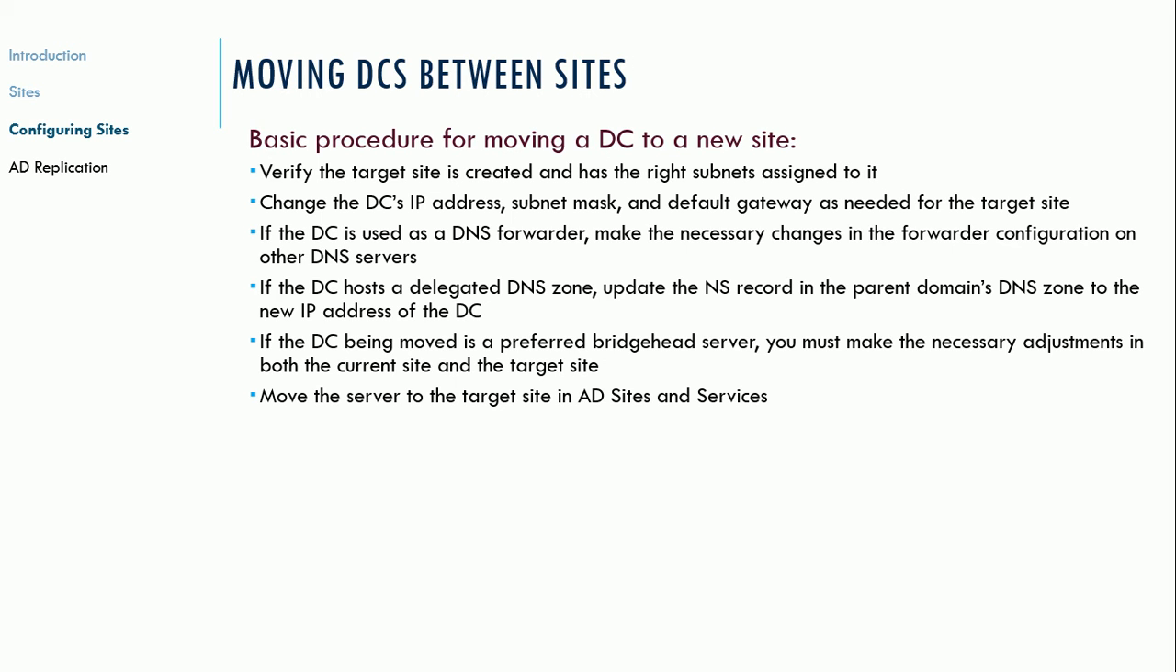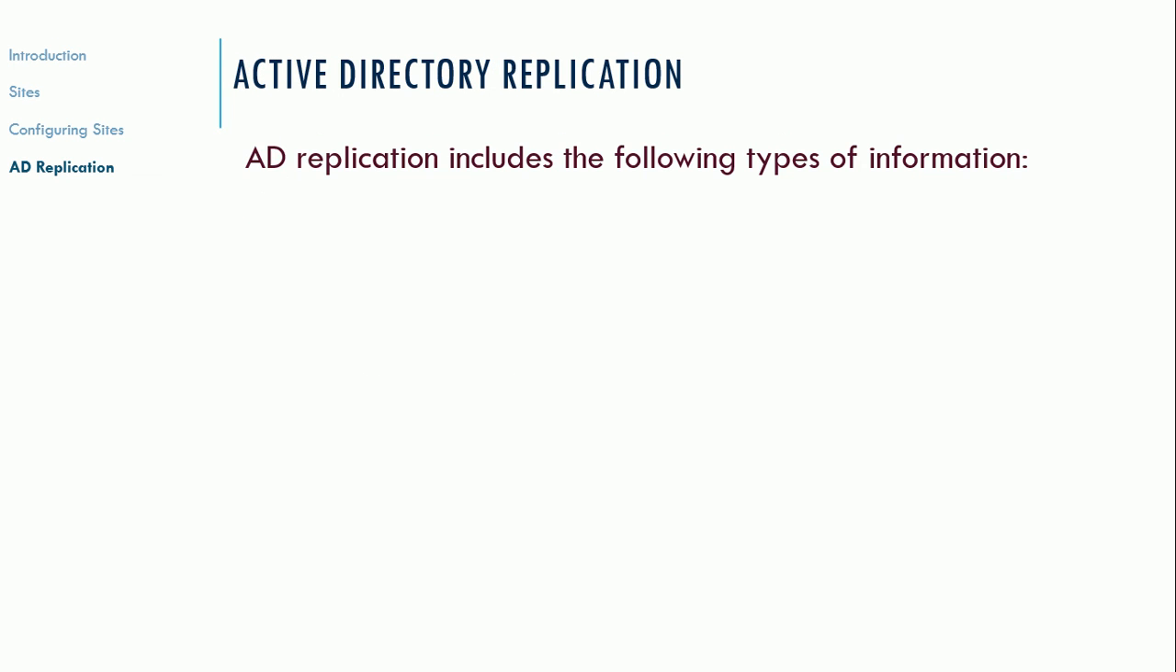And then you're going to move the server to the target site in Active Directory Sites and Services. So you have to go into AD Sites and Services and basically move that server into the new site in which it's going to be located. And in the DNS Manager, you would verify that the SRV records are created in the target site folder, so that you should see in the correct site folder that it's now registering itself at the correct site.